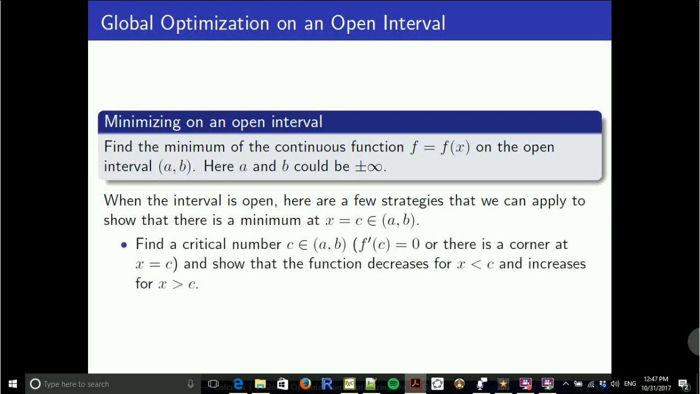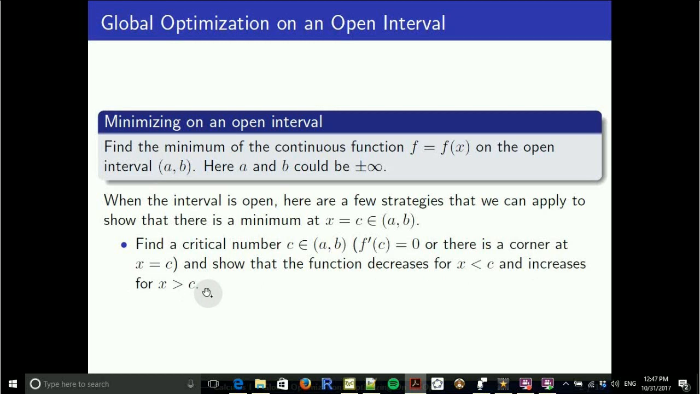For the first method, we find a critical number c in the interval (a, b). Recall that a critical number c is a number where the derivative of f at x equals c is 0, so an x-coordinate where the tangent line is horizontal, or a number where there is a corner. The goal is to find a critical number c where the function decreases for x less than c and increases for x larger than c. This basically means that the function goes down and then up, and that c is where it reaches its lowest point.